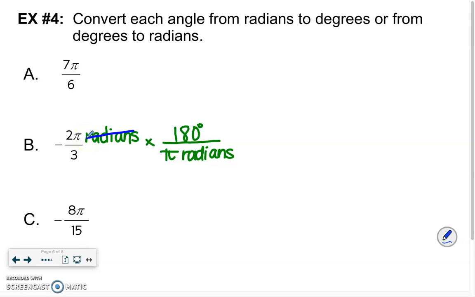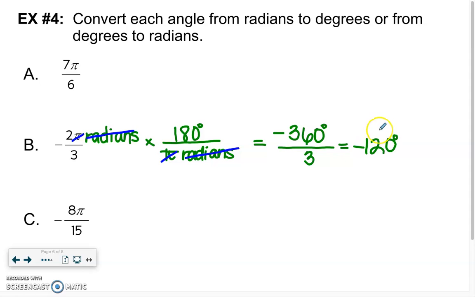So then my radians would cancel. And actually, I'm going to go ahead and cancel the pi's because there's one on top, one on bottom. And then multiply. So I have negative 2 times 180 would be negative 360 over 3, looks like the only thing on the bottom. And then if I just divide the two of those, I would get negative 120 degrees. Okay, let me just do one more.